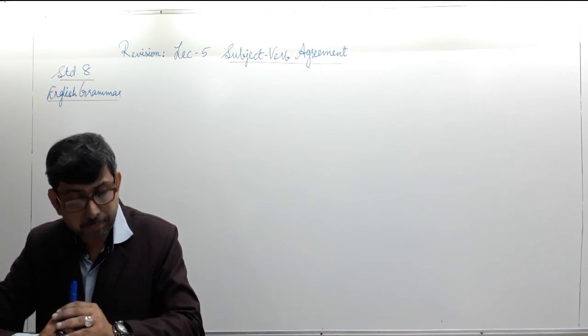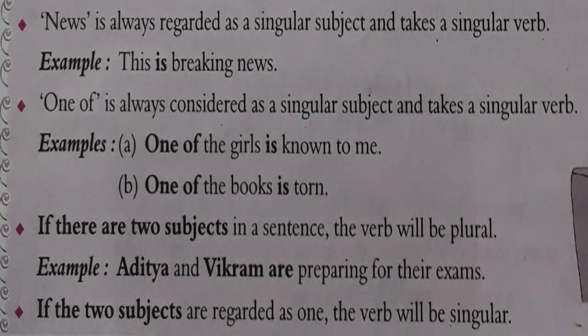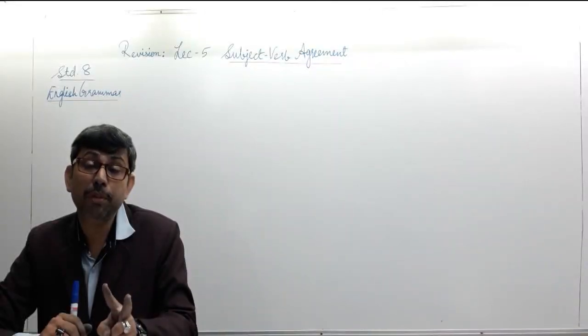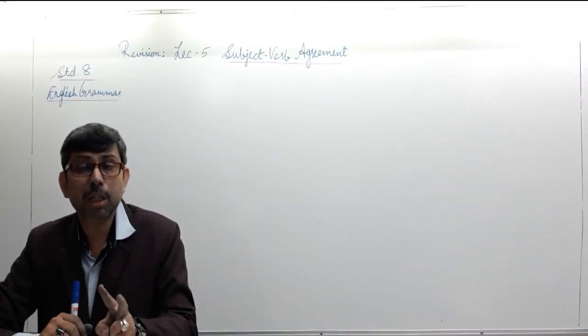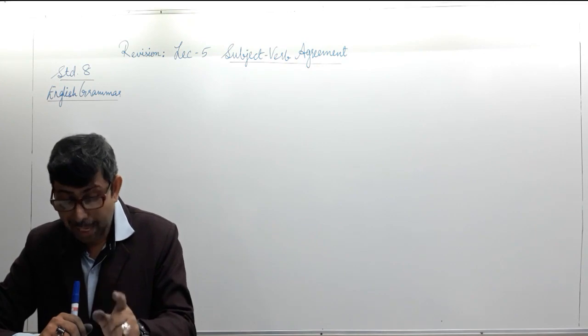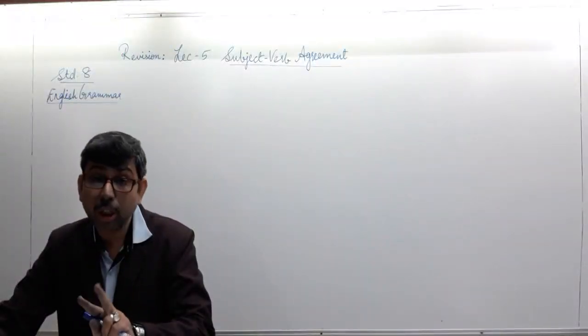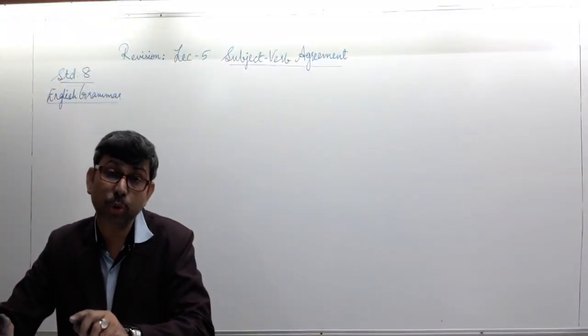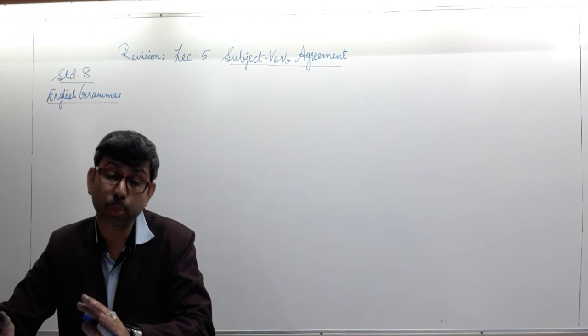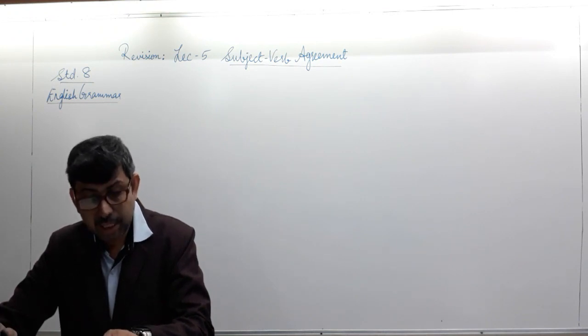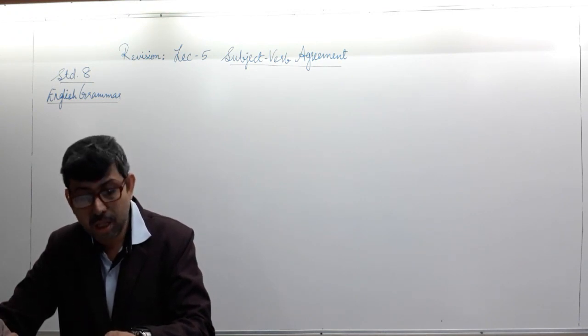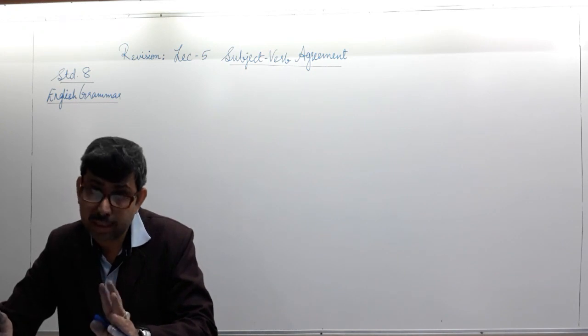Moving ahead, the next one. If there are two subjects in a sentence, the verb will be plural. When you're talking about two individual subjects, we must make use of a plural verb. As you see in this example, Aditya and Vikram are preparing for their exams. Here there are two subjects. If you separate them into two different sentences, you will find two subjects. Aditya is preparing for his exams. Vikram is preparing for his exams.